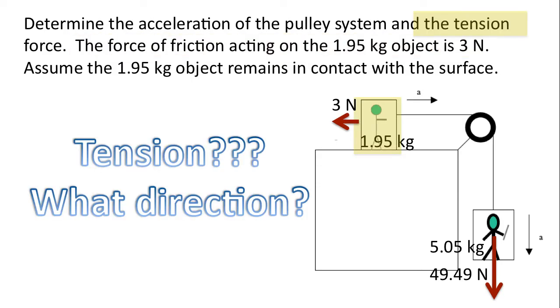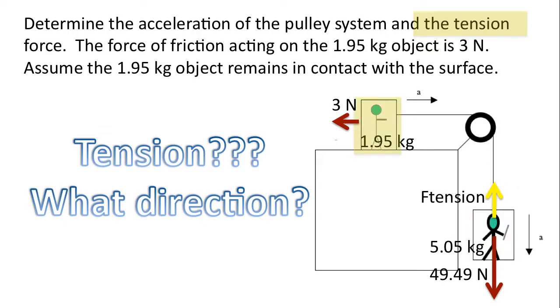So what about tension? Ultimately we have to solve for tension, but what direction is the tension in? Well, focusing our attention on that particular part of the system, it points upwards here. Now, why does it point upwards? Well, notice that gravity acts downwards, and the string is what's holding this object back. It's holding this 5.05 kilogram object from accelerating at exactly 9.8 meters per second squared. So because the string is holding that object back from accelerating at 9.8 meters per second squared, the tension acts upwards.